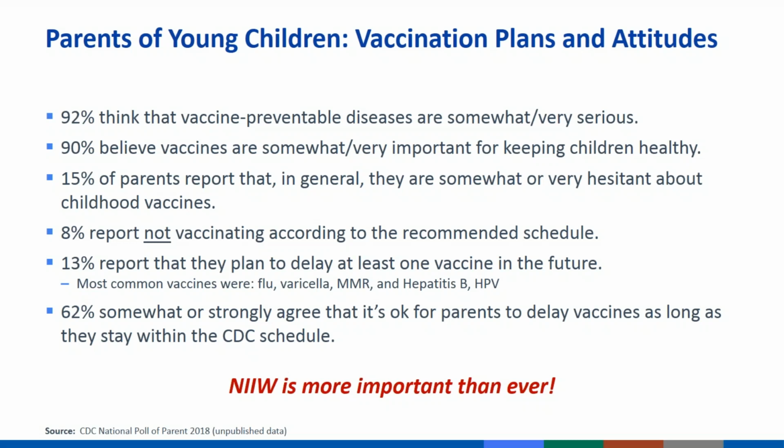And the most common vaccines they plan to delay are flu, varicella, MMR, Hep B, and HPV. And of course, none of those are probably big surprises to those of us who have worked in this field for a while. And 62% somewhat or strongly agree that it's okay for parents to delay vaccines as long as they stay within the CDC schedule.